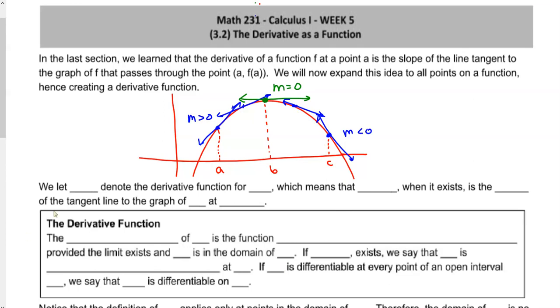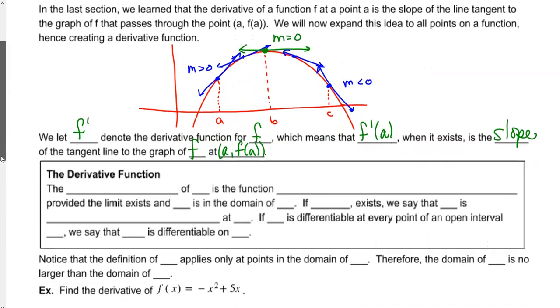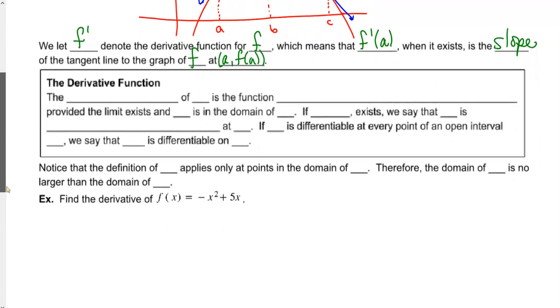Okay? So we let f prime denote the derivative for the function f, which means that f prime of A, when it exists, is the slope of the tangent line to the graph of f at the point (A, f of A). Okay, so it's actually the slope of the tangent line at the point A, but more specifically we have a y value that matches with that as well. Call it f of A.